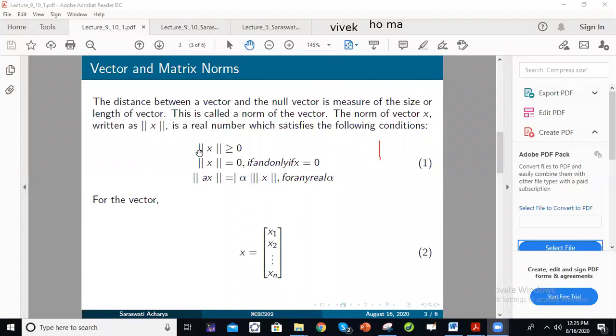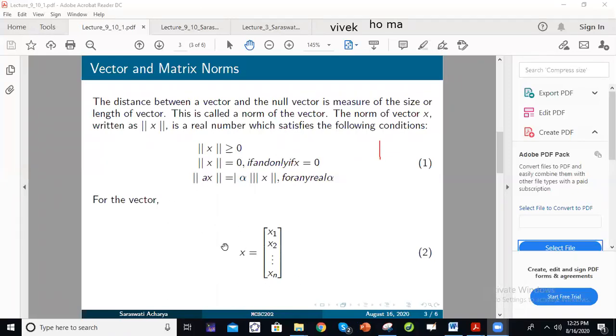Very simply, norm is always greater than or equal to 0. Norm equals 0 if and only if we have the 0 vector. Okay, the norm of a times x equals, a means here I wrote alpha, anyway a or alpha, consider it some constant, the absolute value of some constant times the norm of this, for any real alpha or a, for any real number. Okay, it never equals negative, that is why we take the absolute value of a for any real number. Okay, these are the properties for vectors.